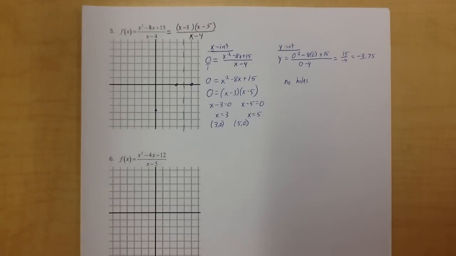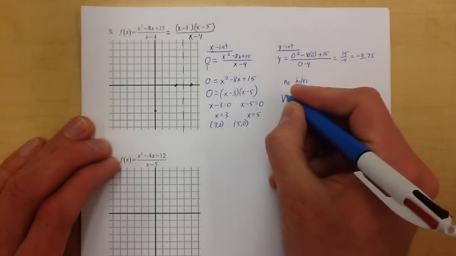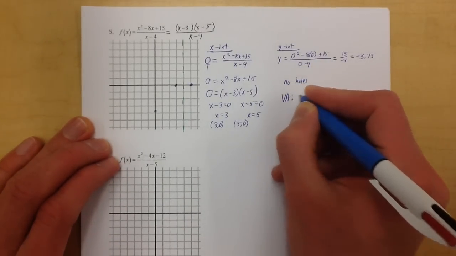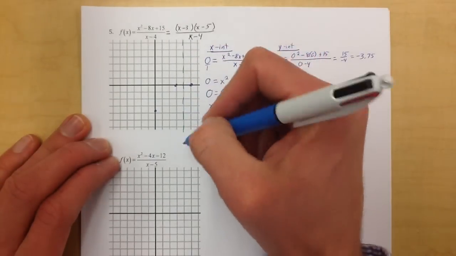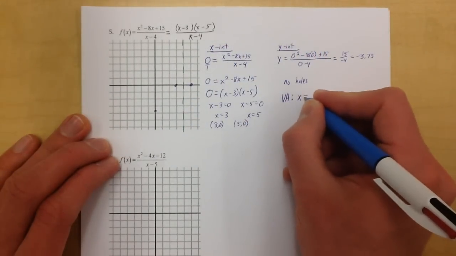So if I wanted to draw my graph at this point, I could. I choose not to yet, but I'm going to go ahead and write that down. I'm going to call it VA for vertical asymptote. My vertical asymptote is this dotted green line right here, and it's x equals 4.